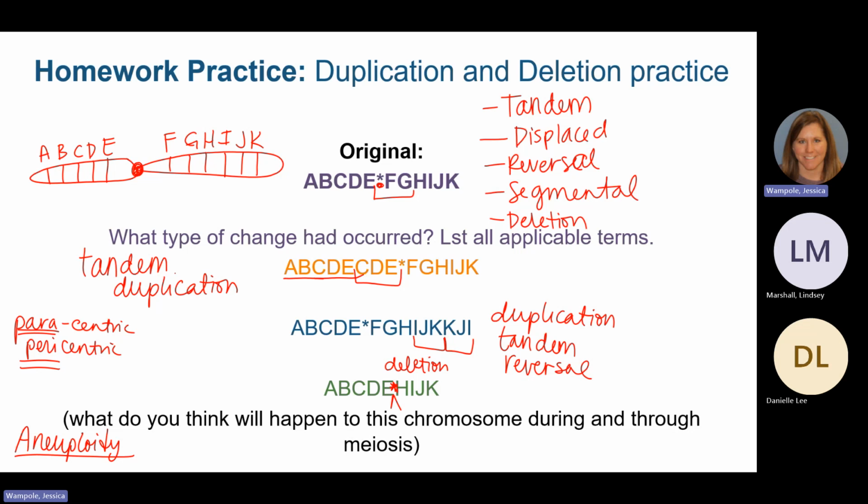All right, so if you have not started chapter 6 homework yet, that's perfectly fine. Hopefully this can get you started. Once we get through inversion and translocation, I've got another set of practice for you. So we'll talk about those in just a minute. Besides my typos on the slide, are there any questions?